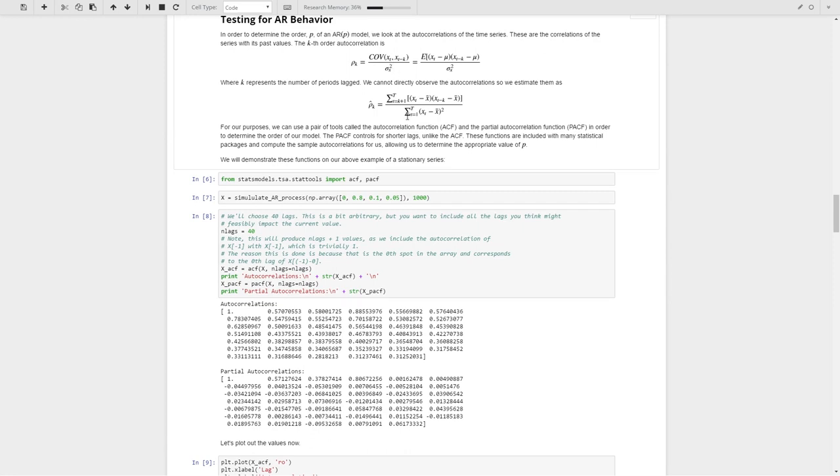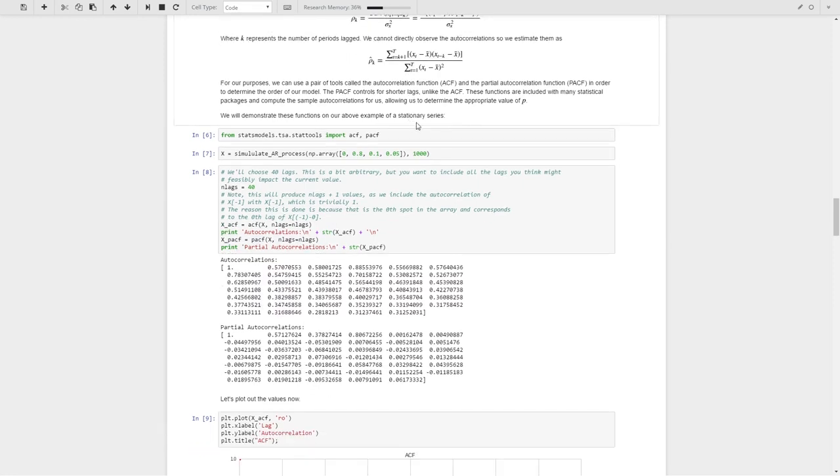Oftentimes what you'll do is go to these autocorrelation functions, which just compute all the correlations for up to n lags. In this case, we're looking at 40 lags, and we're computing the ACF and the PACF. They're just slightly different metrics, and we're going to look at both because they give us some more information. If you're interested in learning more, I recommend Googling or going to Wikipedia, but for now we're going to use both the ACF and the PACF and try to learn as much as we can from both of them. The first thing is, it's hard sometimes to read these numbers, so let's look at them on a plot.